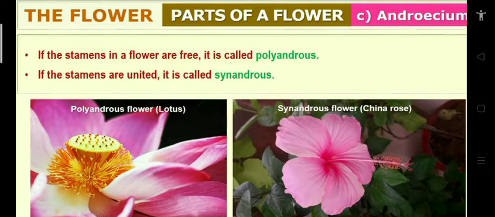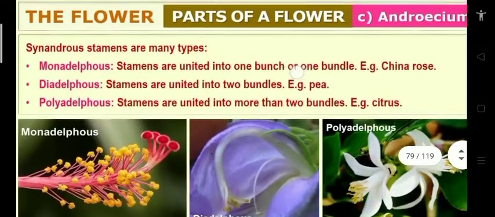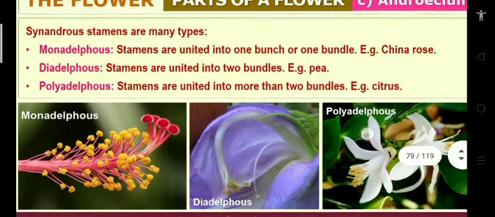Then stamens may be united, meaning in one bundle, two bundles or different bundles. If stamens are united in one bundle, monadelphous, example China rose. Stamens united in two bundles are diadelphous, pea plants. Diadelphous stamens show a 9 plus 1 arrangement: total 10 stamens, 9 united in one bundle and 1 separate. That is the diadelphous condition, pea plants.